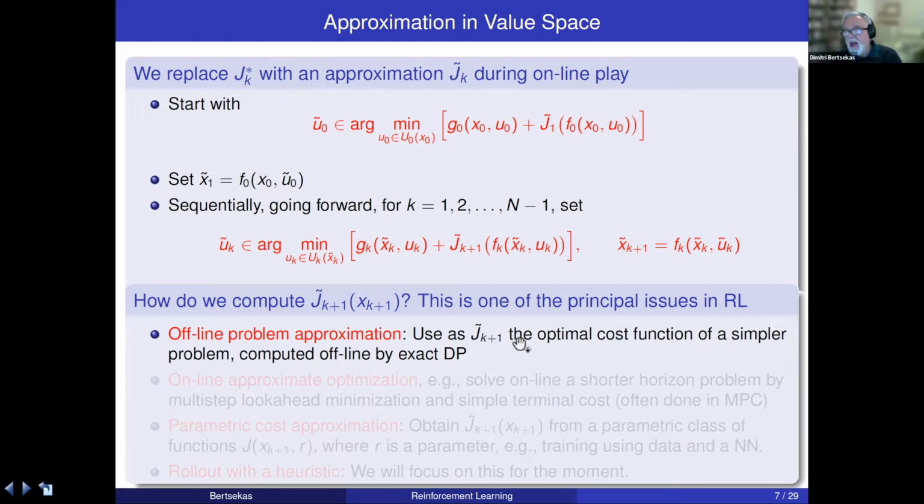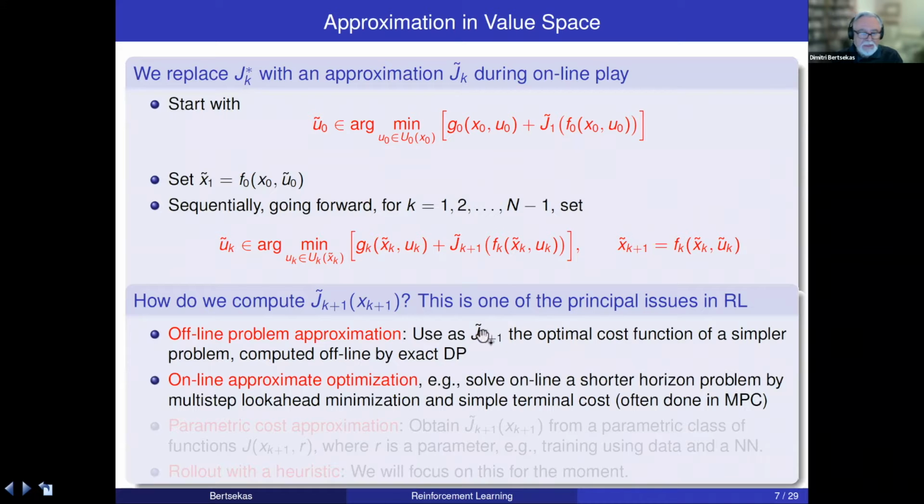The method of aggregation is one class of methods within this category. Another possibility is to compute these values through a shorter horizon minimization, compute them online by multi-step lookahead, and also perhaps add a primitive terminal cost. And this is what's often done in model predictive control. We'll get to this kind of methods later.